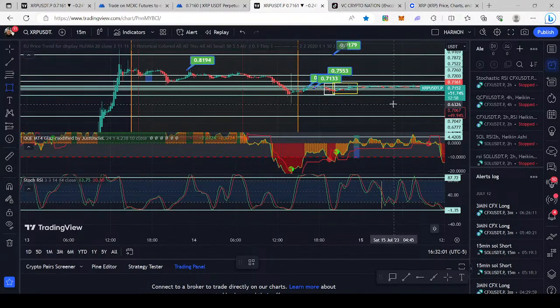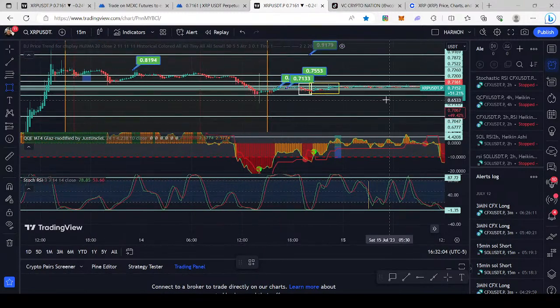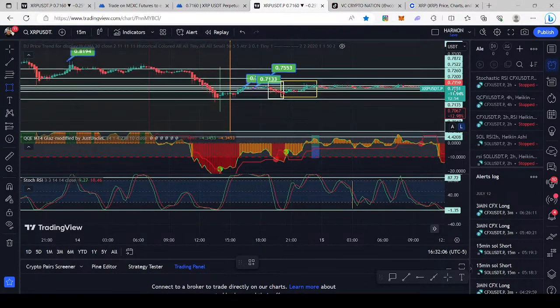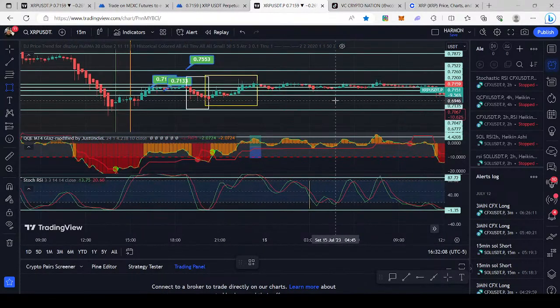Okay, so now that we got that set up, past the 2 hour, while we're waiting for the 3 hour and the 4 hour to become bullish again, right? Because the 4 hour is still heading down. So until the 4 hour starts to go up, this is a bearish trend, okay?